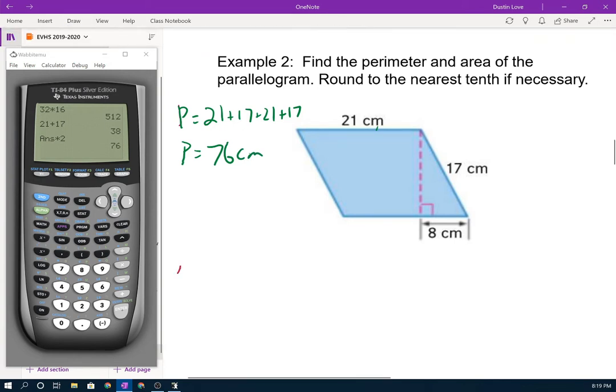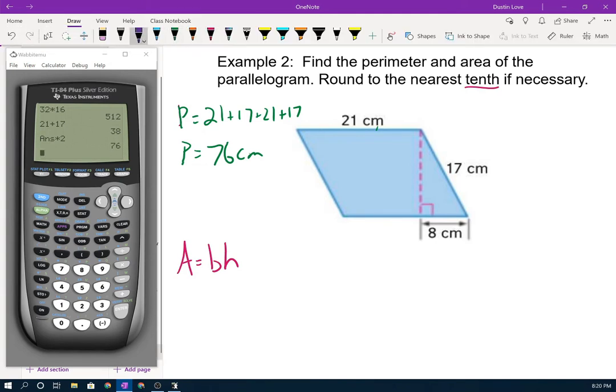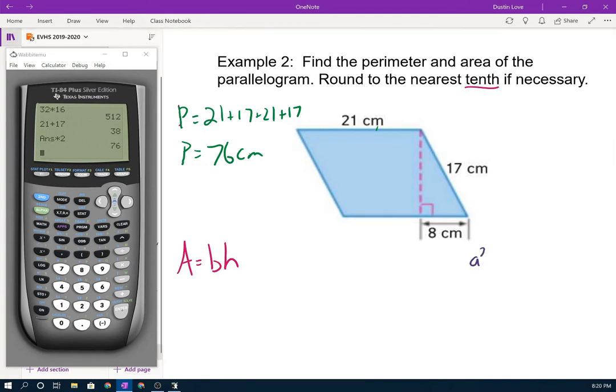Now, area is base times height. Ooh, nearest tenth if necessary. That's going to be important. We've got to make sure we're always keeping track of what units they ask us to round to. Looks like we're doing the exact same idea here. We're going to have to do a squared plus b squared equals c squared.